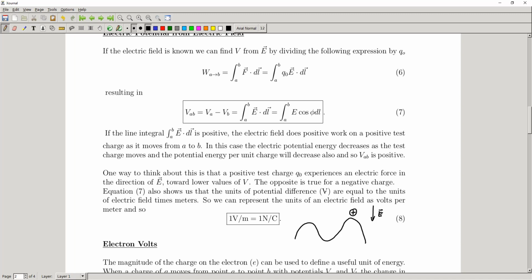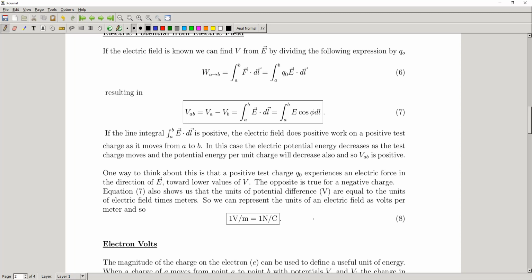We're trying to move to low V here, and V simply gets lower as we go down, right? Like V is low here, and V would be higher here. Okay. And so that's one way to think about this whole question of potential and electric field and how our test charge is going to move.